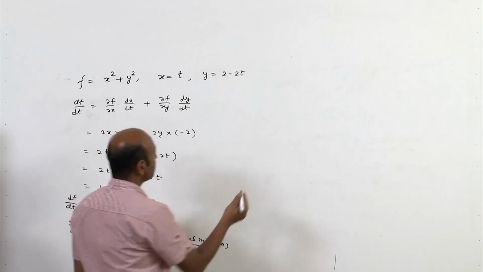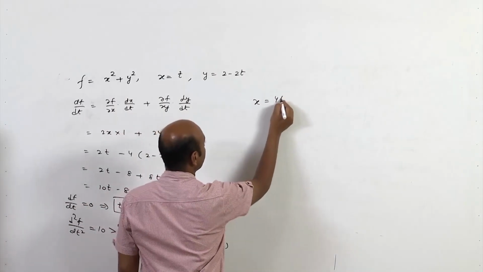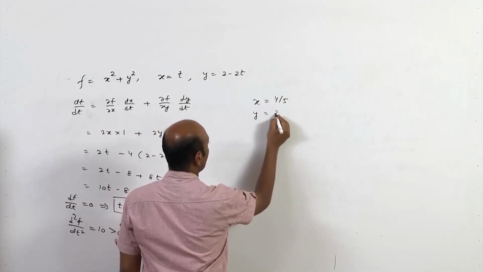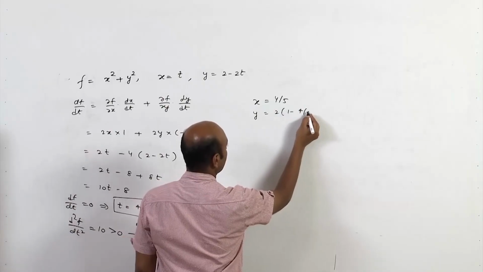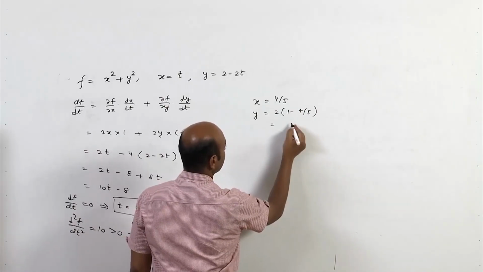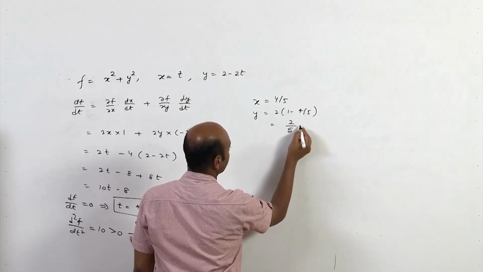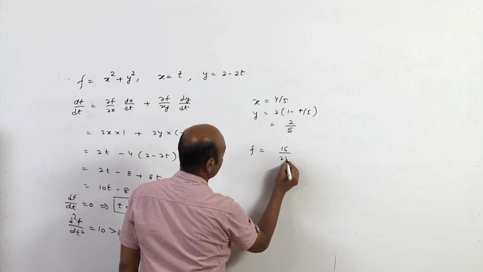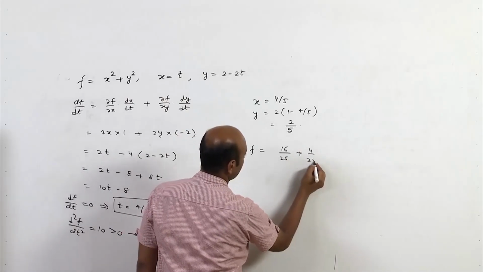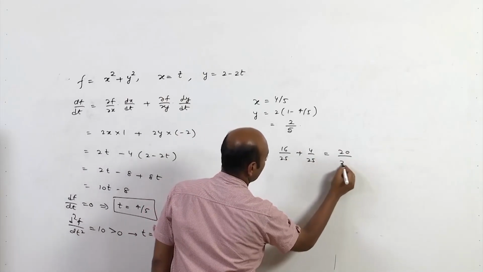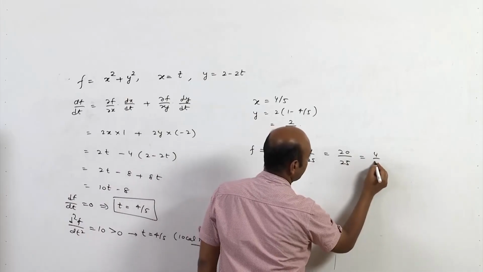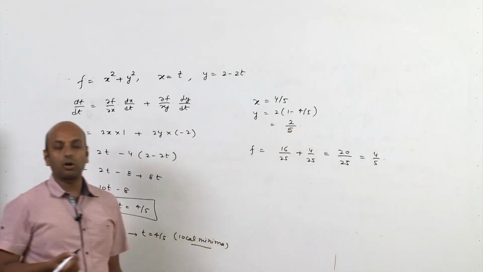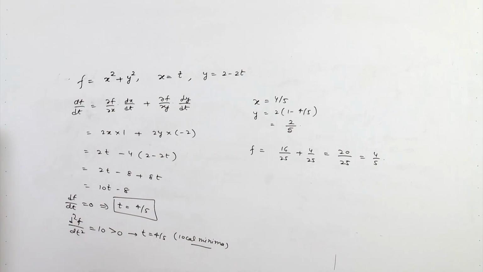So what will be x? x will be simply 4 by 5, y will be 2 into 1 minus 4 by 5, that is simply 2 by 5. Okay. So function value will be 16 by 25 plus 4 by 25, that is 20 by 25 or 4 by 5. So this is the local minimum value of this function at this point.